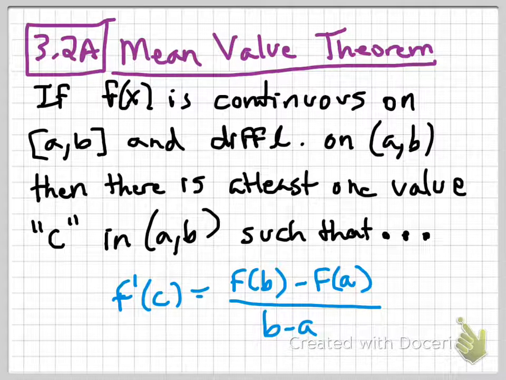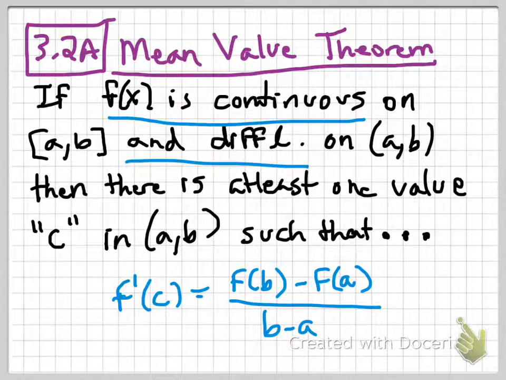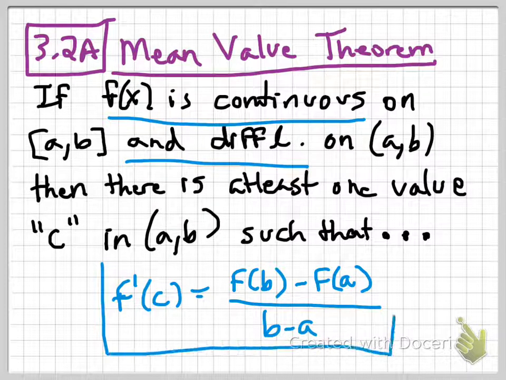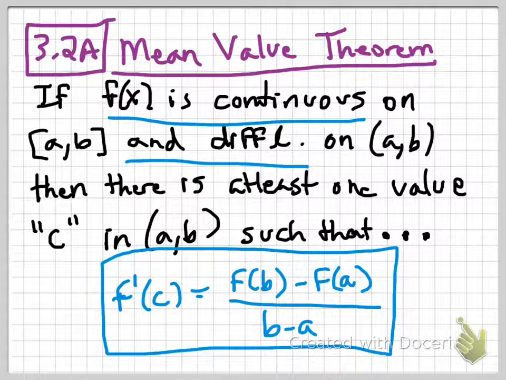Okay, so let's learn about mean value theorem. Mean value theorem, also called MVT, is when f of x is continuous on an interval from a to b and differentiable on an interval a to b. Mean value theorem says if those two things are true, if f of x is continuous and differentiable, then there's at least one value called c in the interval a to b such that f prime of c equals f of b minus f of a all over b minus a.